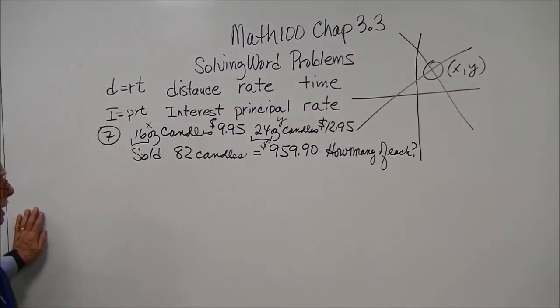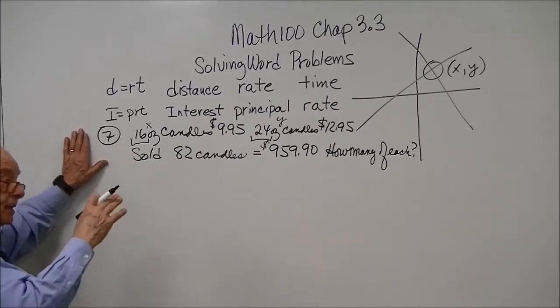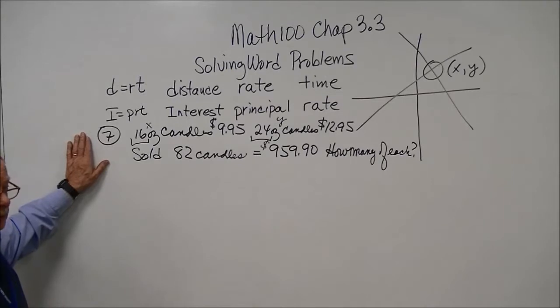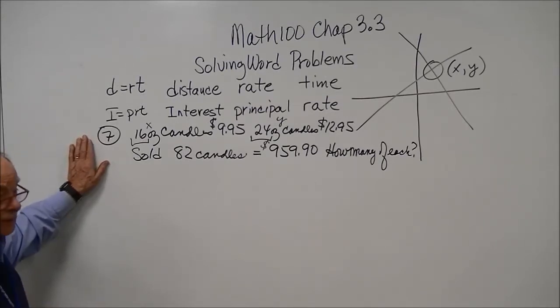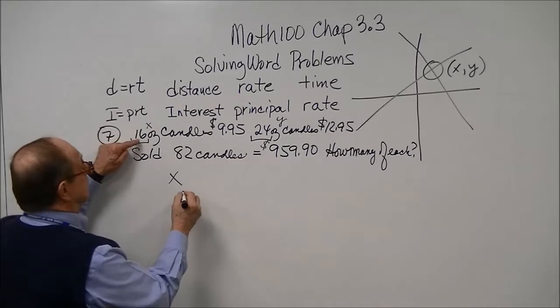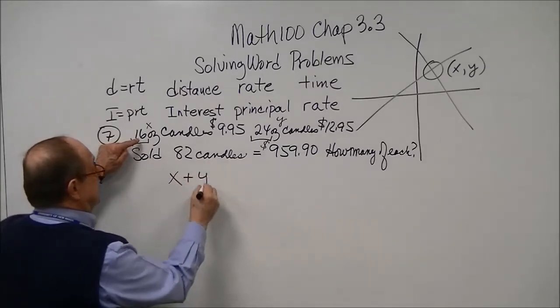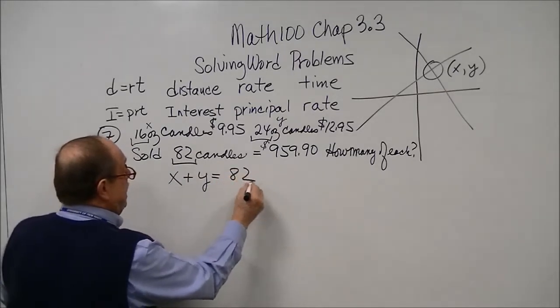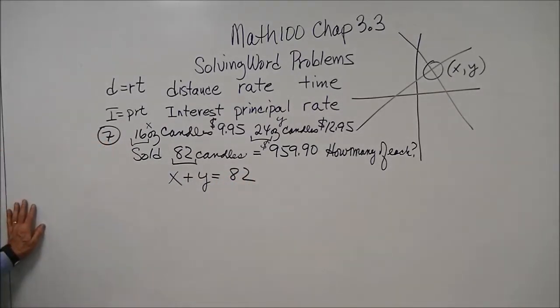And I don't know if you realize it, but this is very much like an earlier problem we did with the children and adults dinners. In fact, that's the recipe we're going to follow. So we're going to say the X candles plus the Y candles added up to 82 candles.